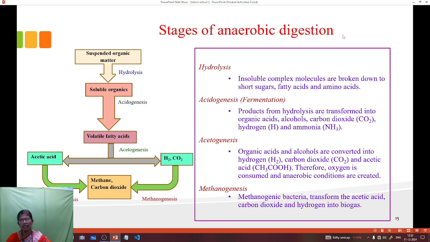The various stages in anaerobic digestion begin with hydrolysis, in which long-chain sugars, fatty acids and amino acids are converted into soluble organics. The next process is acidogenesis. The acidogenic microorganisms convert the soluble organics into organic acids, alcohols, carbon dioxide, hydrogen and ammonia.